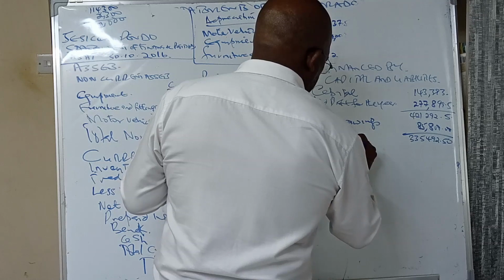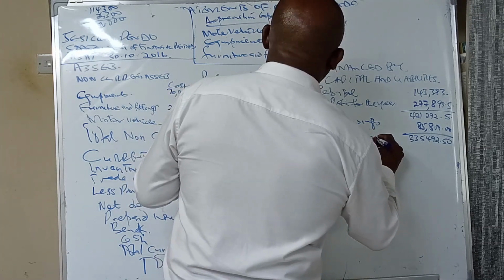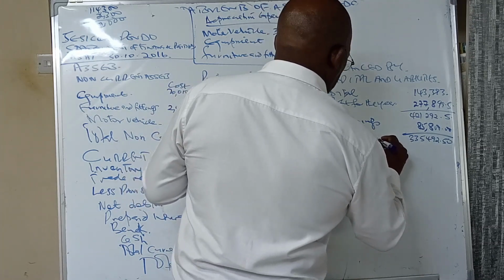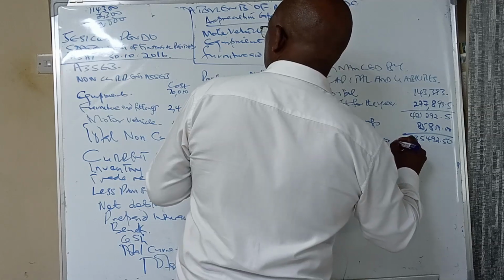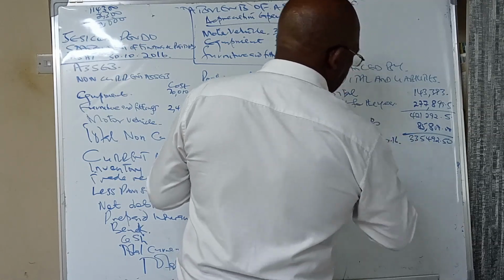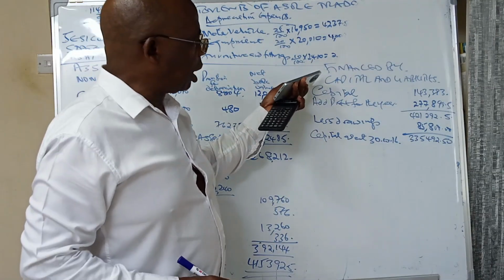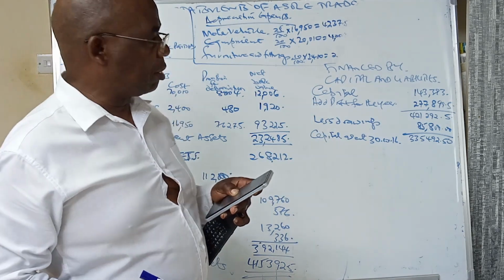Capital as at 30th of October 2016. That's the closing capital. This is the capital at the beginning of the year. This is the capital at the end of the year.